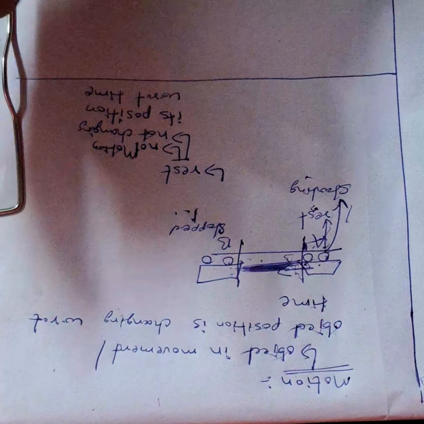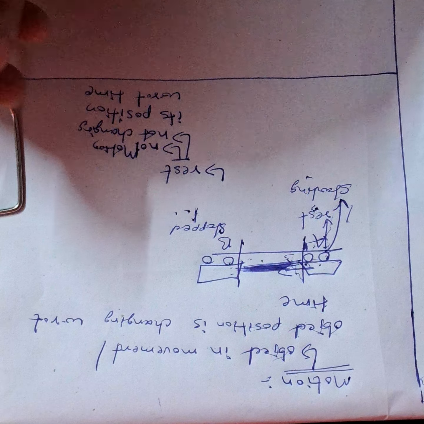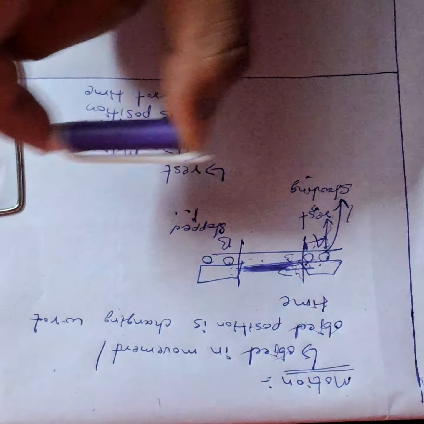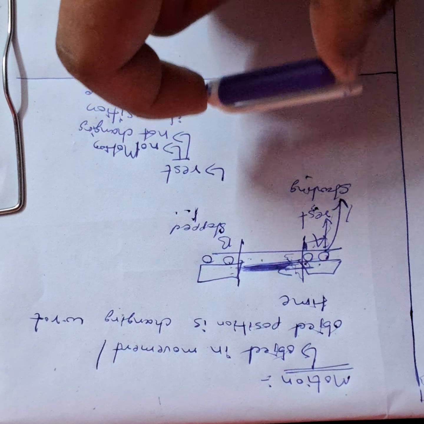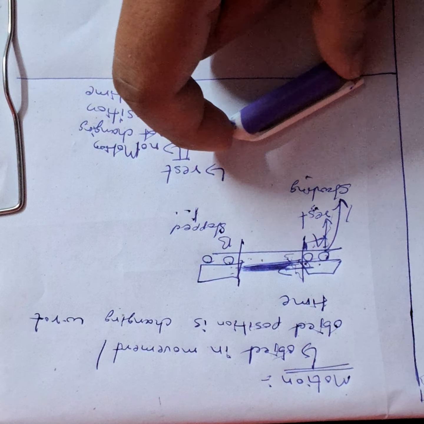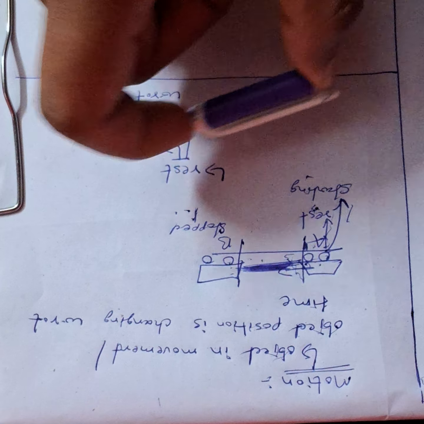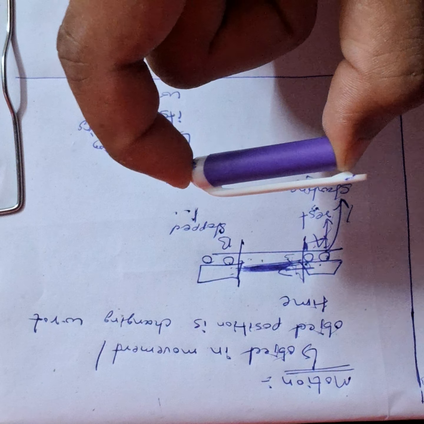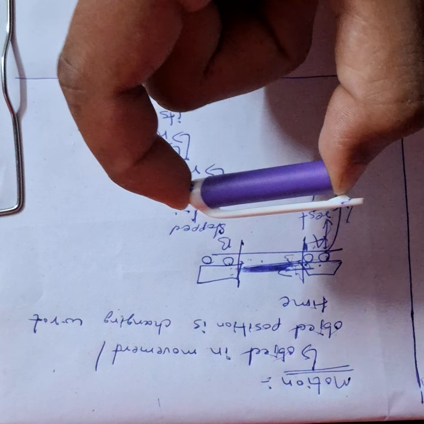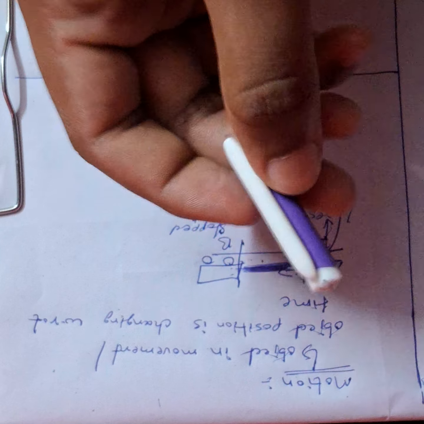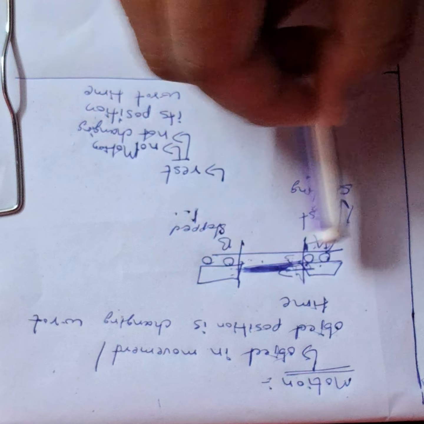So now, what might be the types of motion? Think about it. Basically, if the object is changing its position with respect to time, it is called motion. So how many types of motion might be present? Think about it. Let's see. Assume here is the object. It is in motion. It has a movement. It is changing its position with respect to time.